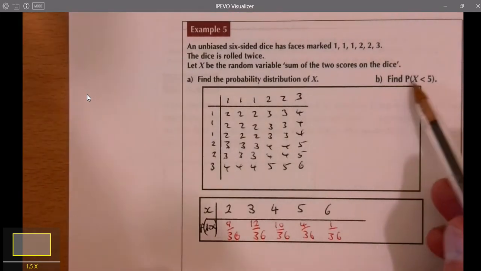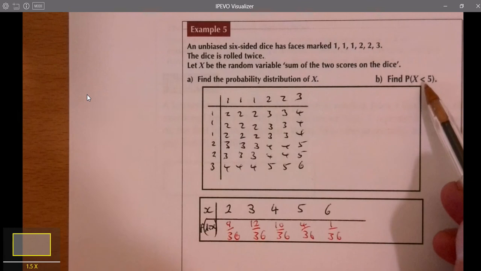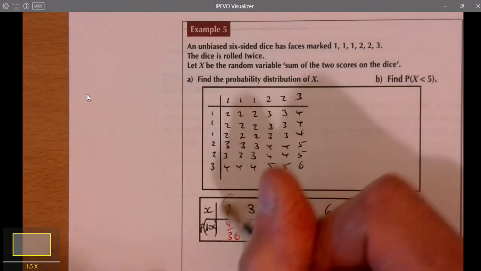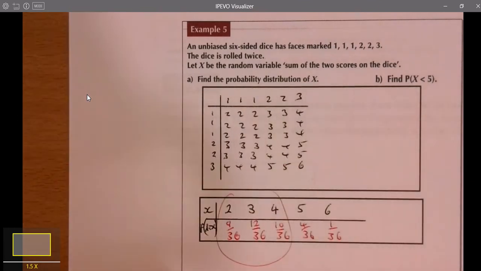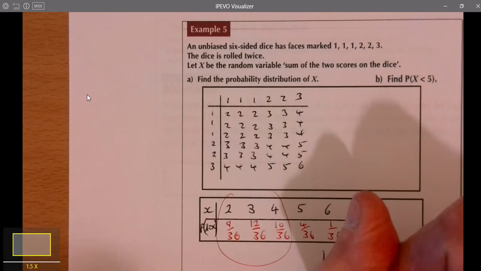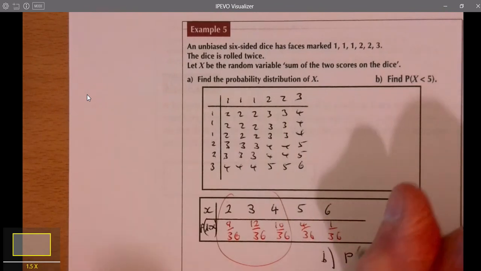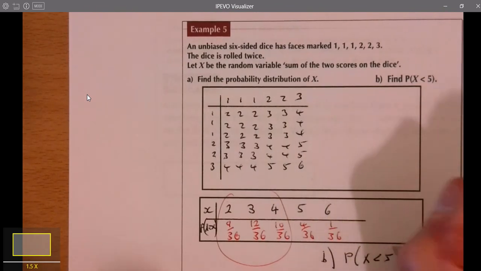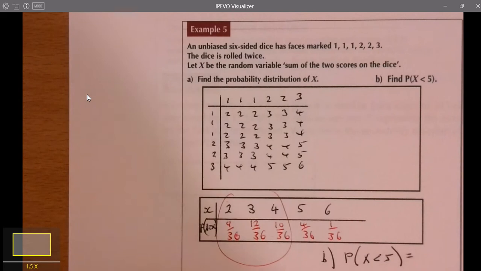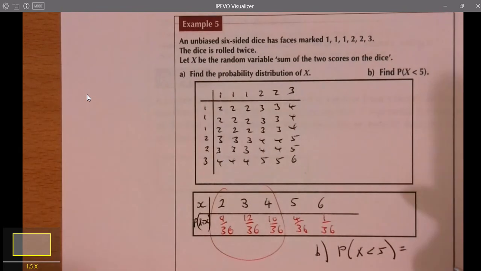Find the probability that x is less than 5. Okay, so that's that lot, isn't it? I think you'll find that the probability that x is less than 5 is going to equal, what's that, 31 over 36. Right, there you go. That was so much easier because I didn't actually cancel anything down.